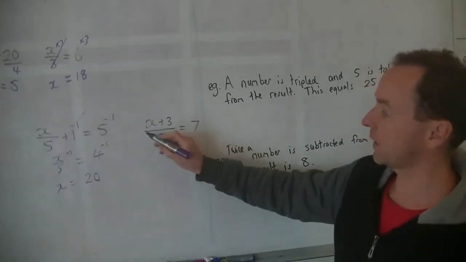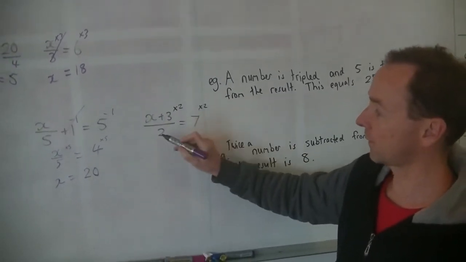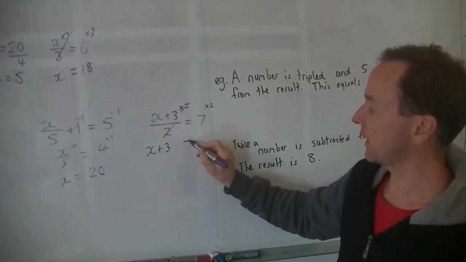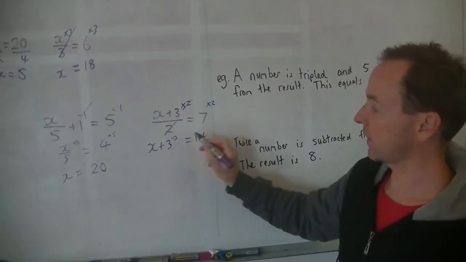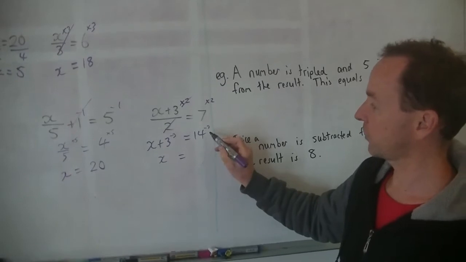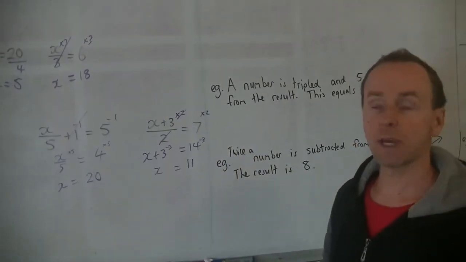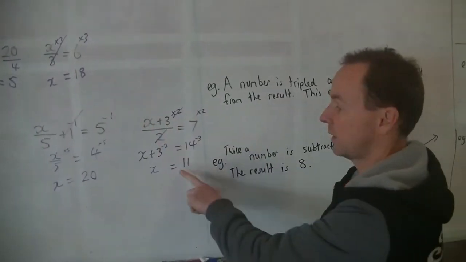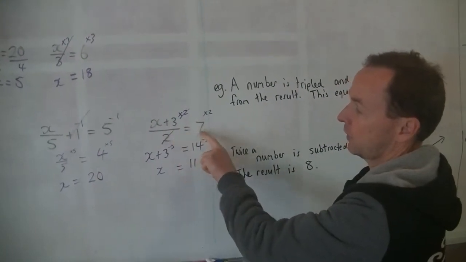So to solve this equation this time, the first step is we multiply both sides by 2. So the 2's cancel. We're left with x plus 3 is equal to 7 times 2, which is 14. Now we subtract 3 from both sides, and we get x equals 14 minus 3, which is 11. And if you wanted to check your answer, you could always substitute your answer back into the equation. So you can say 11 plus 3 is 14. 14 divided by 2 is 7.